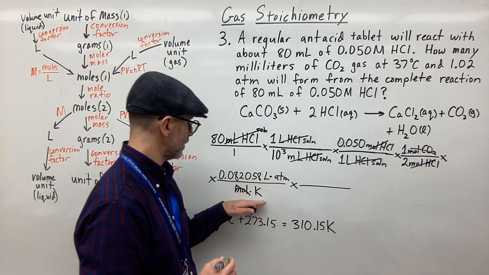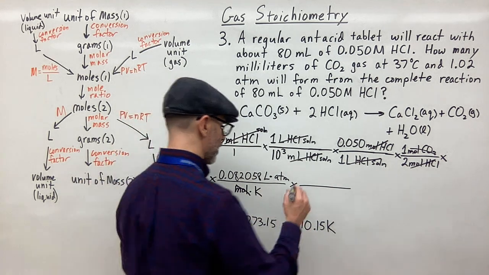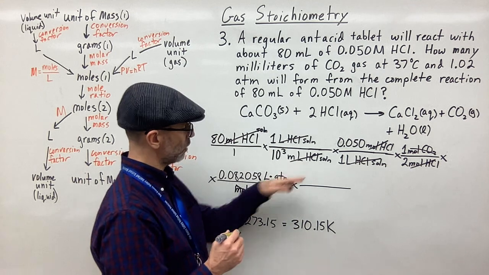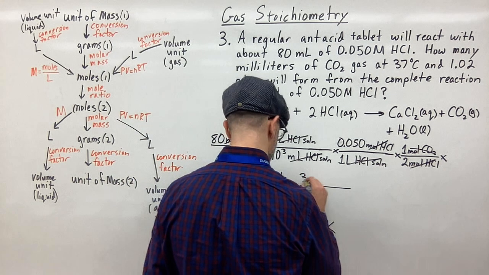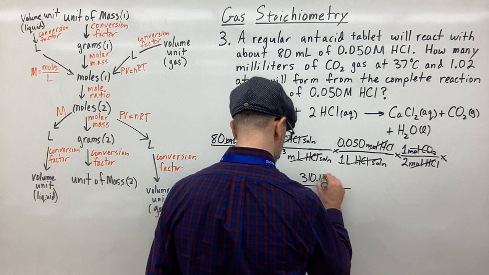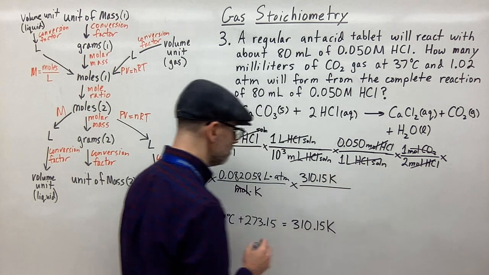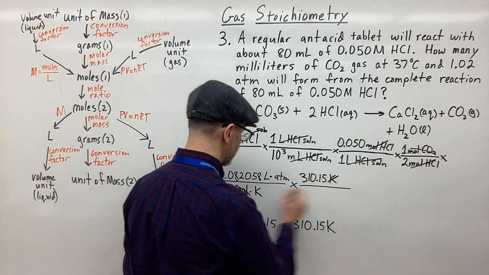So since Kelvin is on the bottom, we're going to put this on the top. So we're going to multiply by 310.15 Kelvin. Kelvins are going to cancel out.